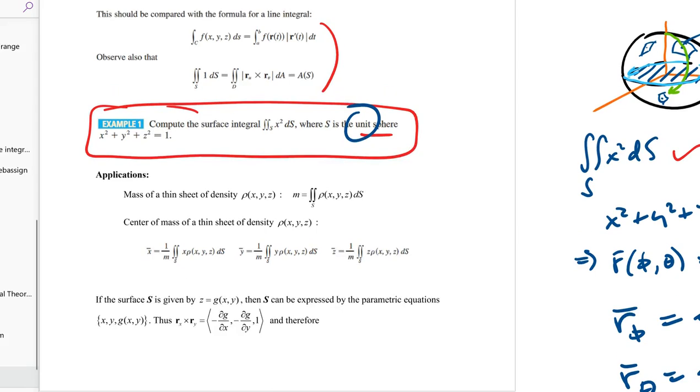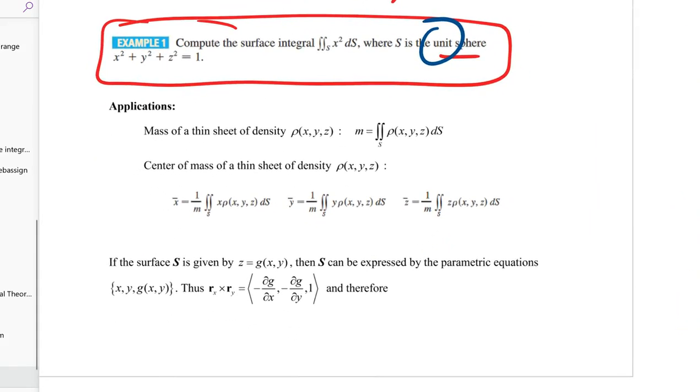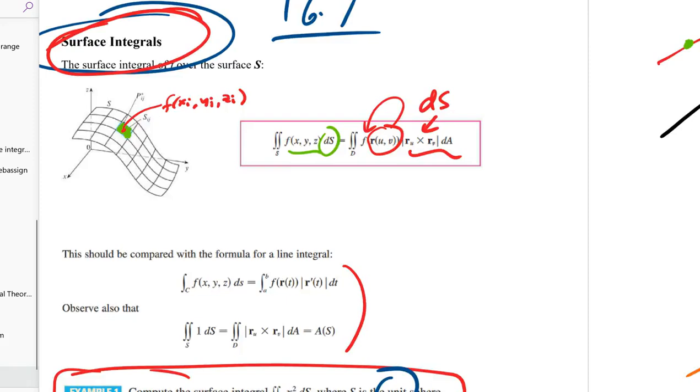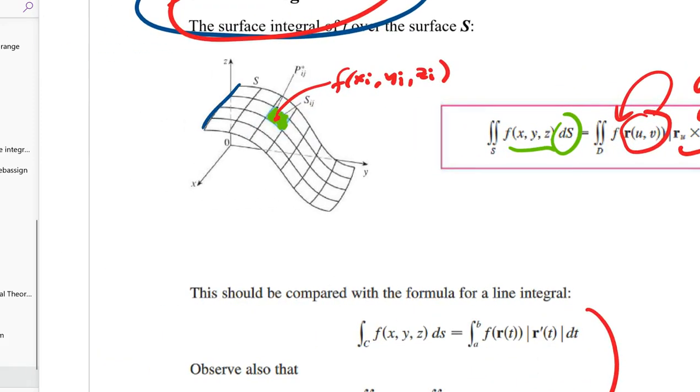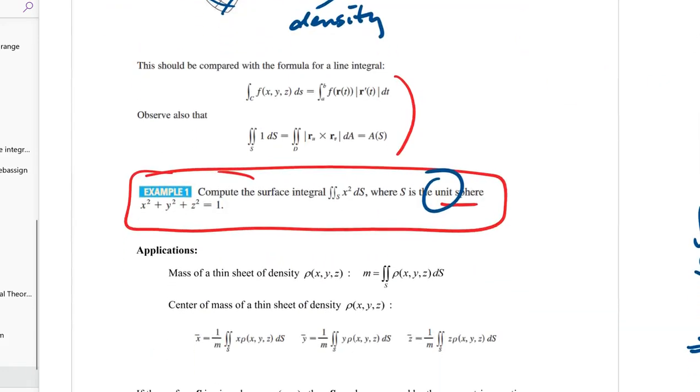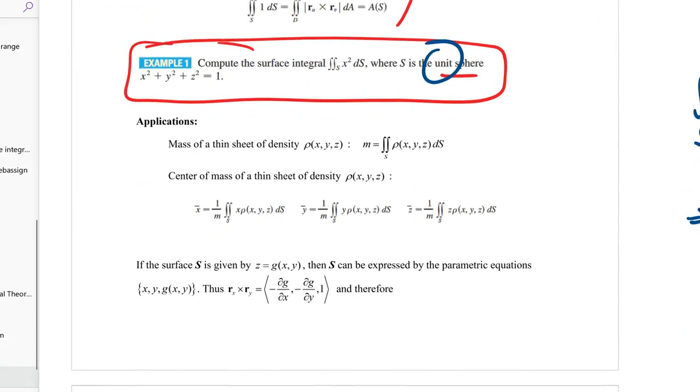Now, an application of this is whenever you have, like you could have this be a lamina, so a thin sheet, and f is the density everywhere. And so here you can find the total mass, or maybe it's the charge density, and so then you're going to find the total charge. So then we have some applications here. You can find the center of mass as well using these. So I'll let you work those out.